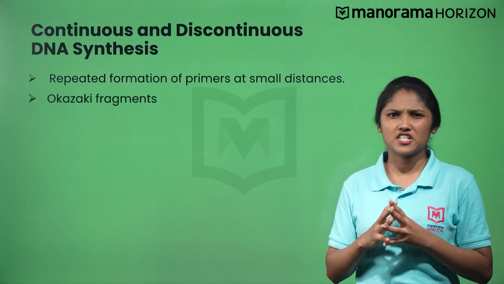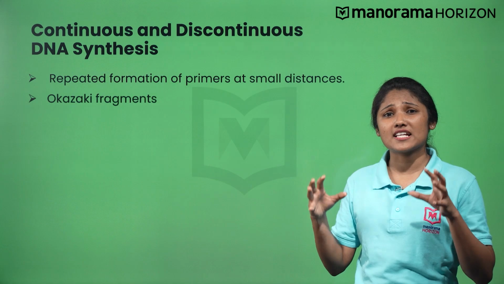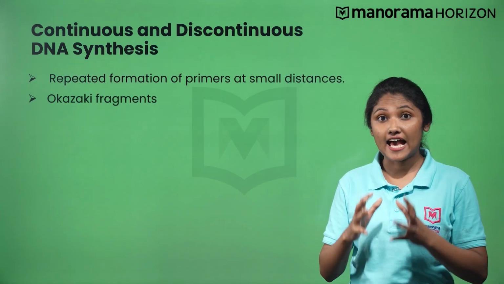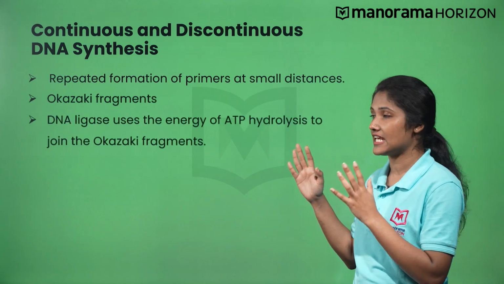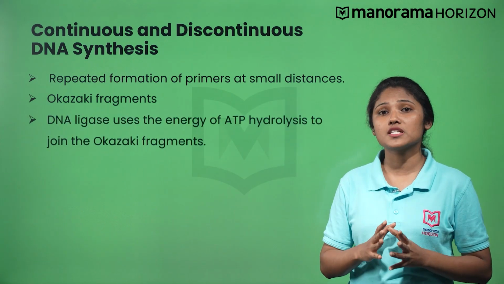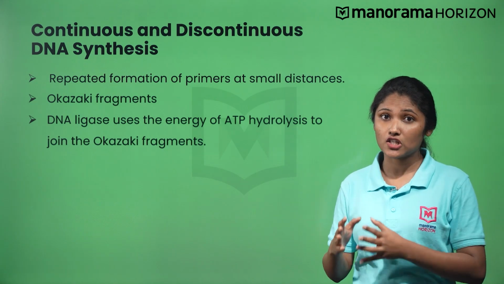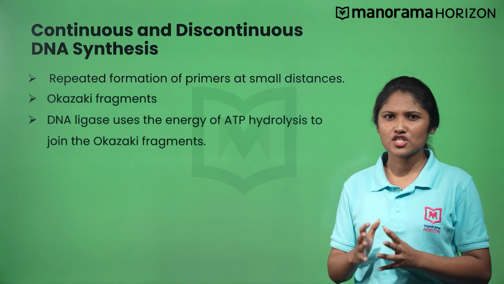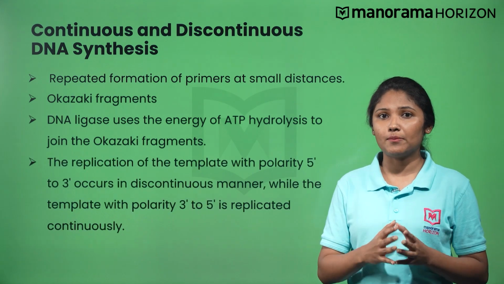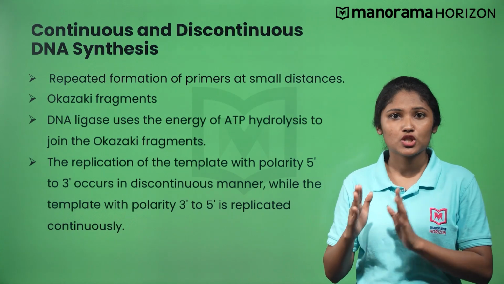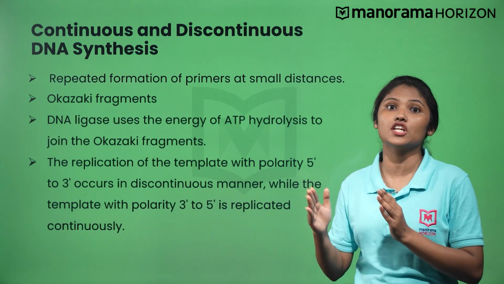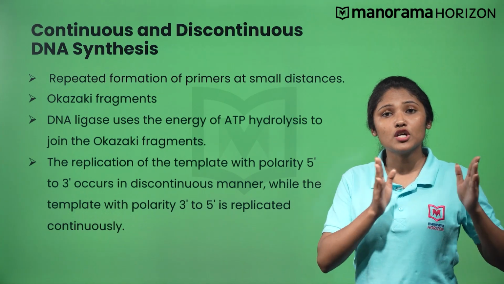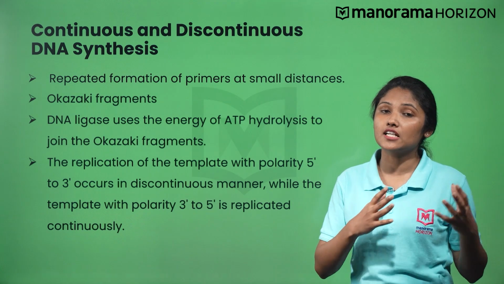You might ask a question here. How are these Okazaki fragments joined to form the continuous DNA strand? The answer is DNA ligase enzyme, which uses the energy of ATP hydrolysis and joins the successive Okazaki fragments. So, the replication of the template with polarity 5' to 3' occurs in a discontinuous manner, while the template with polarity 3' to 5' is replicated continuously.